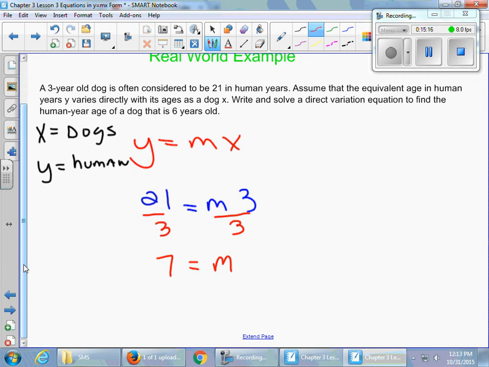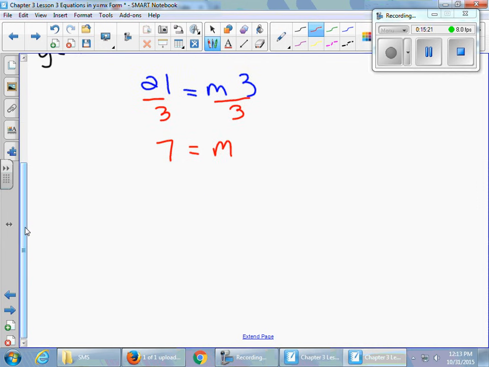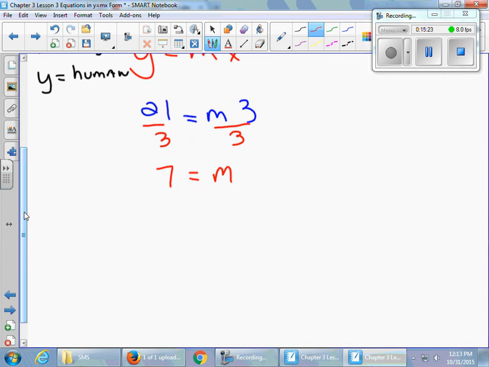So now that we know 1 dog year equals 7 human years, we're going to write our equation. Now that we know m equals 7, we have y equals 7x. So m is 7. Here's our equation. Now we're substituting our 7 in for m.